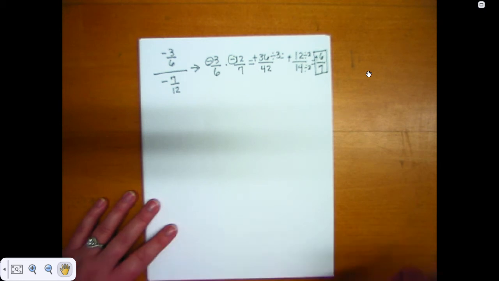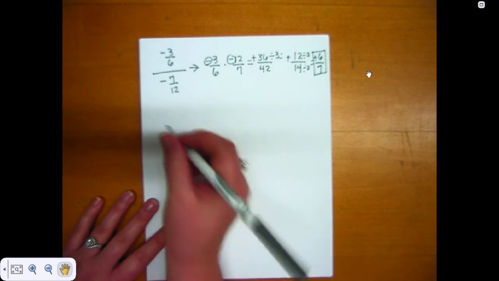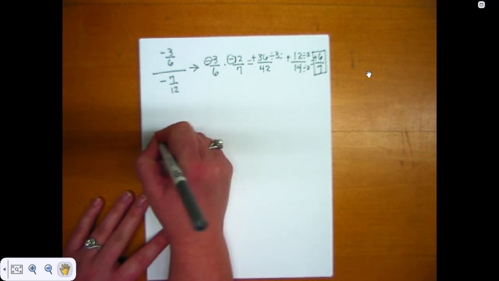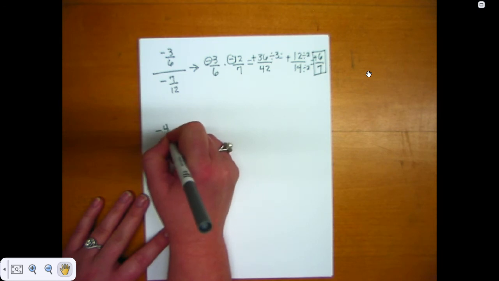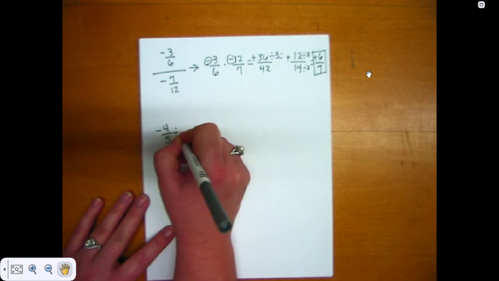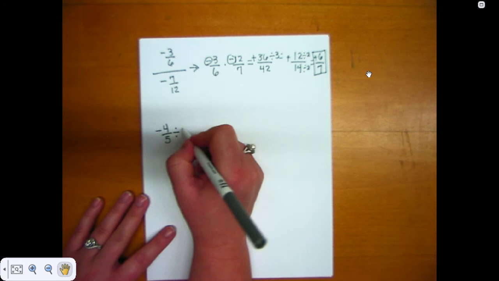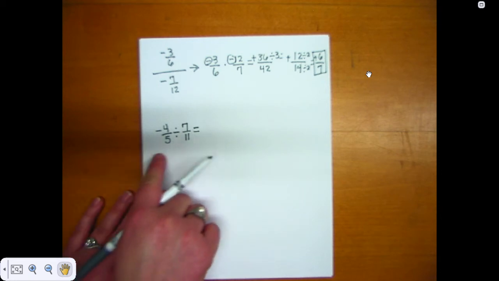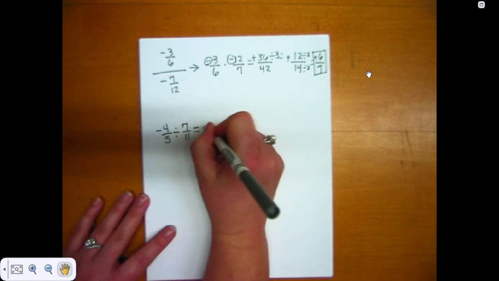Okay, let's try another one. I'm going to write it a different way this time. Let's say we have negative 4/5, and we want to divide it by positive 7/11. If you have two fractions and you want to divide, you flip the second one and multiply. So we do nothing to the first one, we just bring it over.